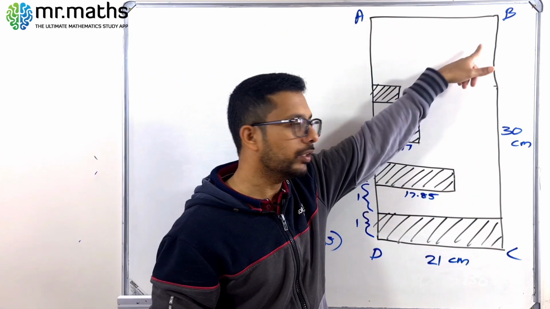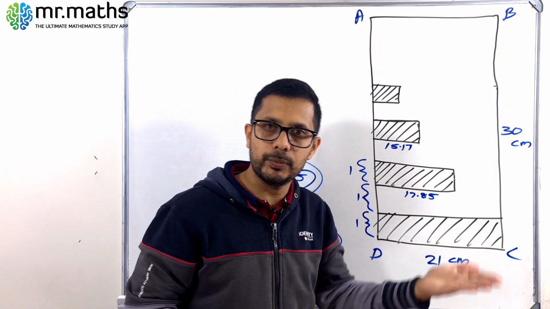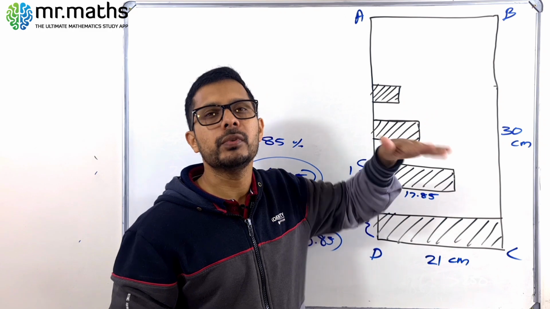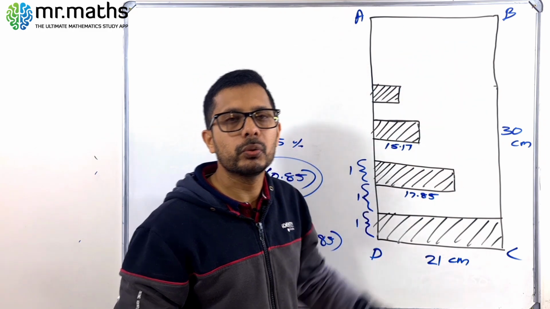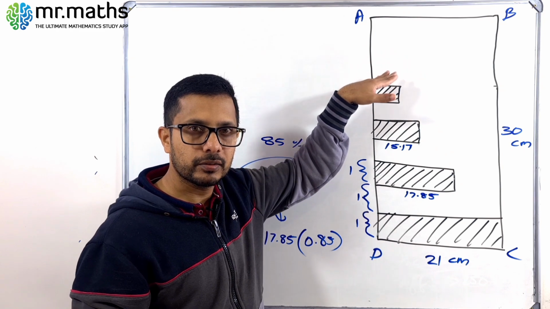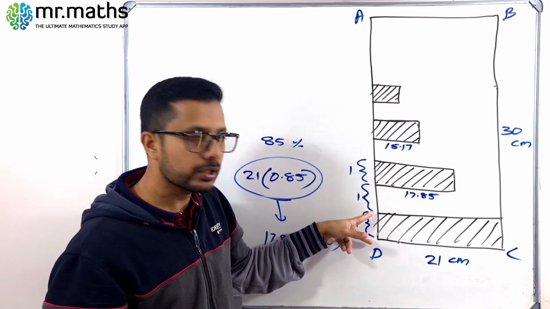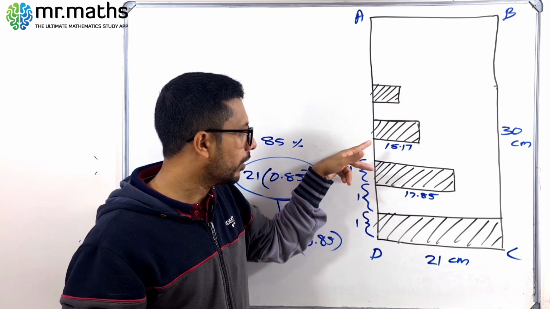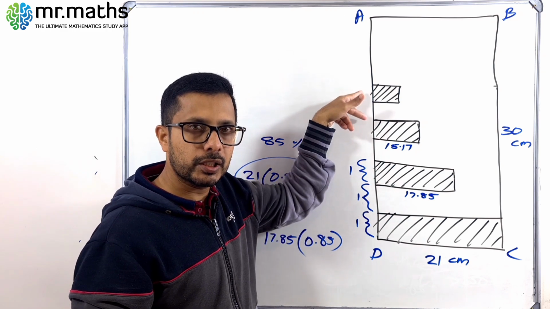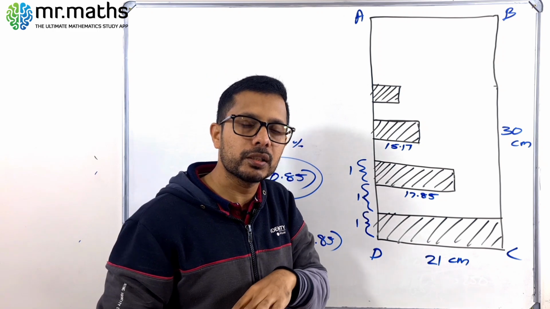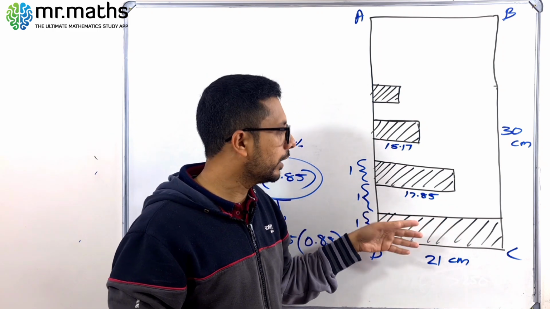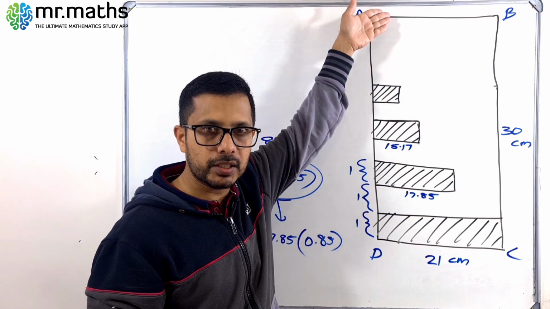Yeah, total 30. 1 centimeter shaded, 1 centimeter gap. So it means that there are 15 shaded and 15 gap. Can you see that? So there are 15 shaded portions like this. You understand? Because 1 centimeter shaded, 1 centimeter gap, 1 centimeter shaded, 1 centimeter gap, and so on. That means half of it is shaded and half of it is gap. So there are 15 shaded portions like this.